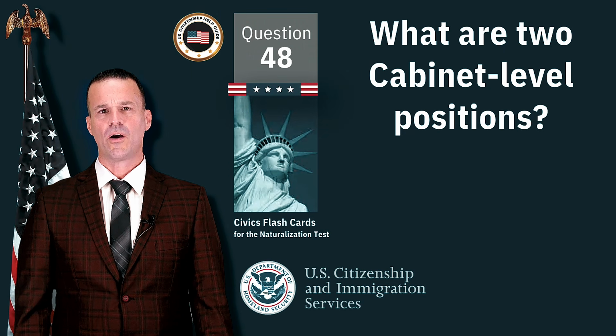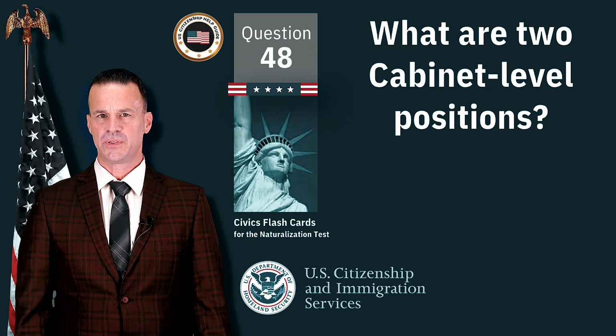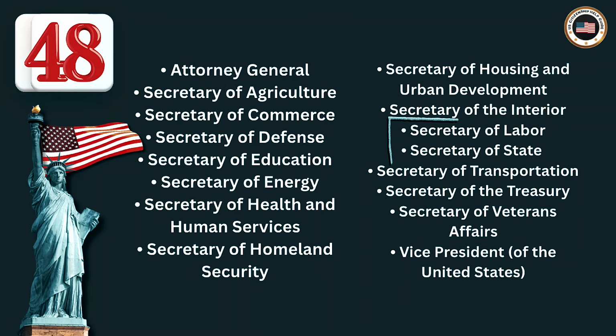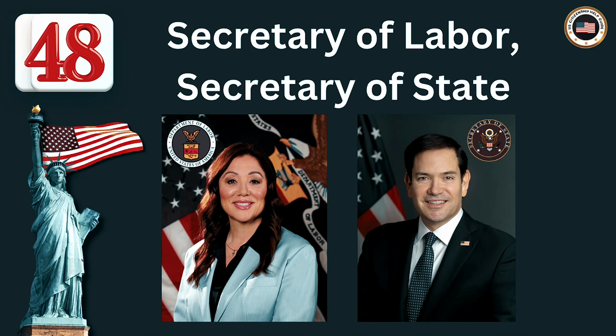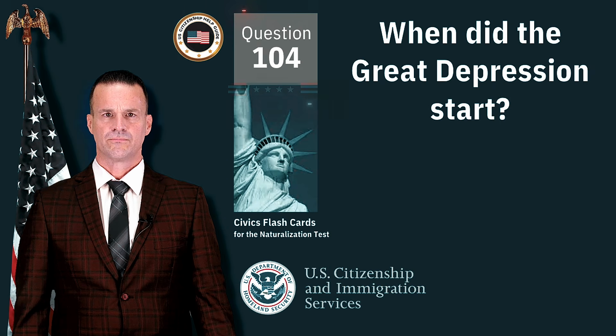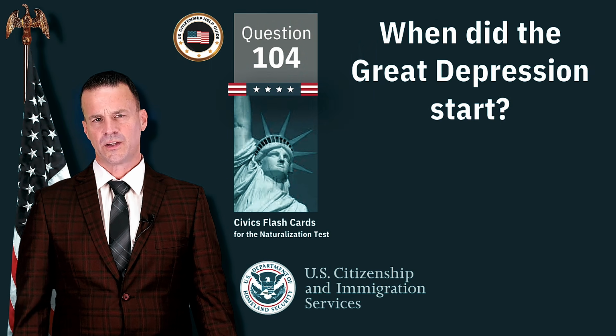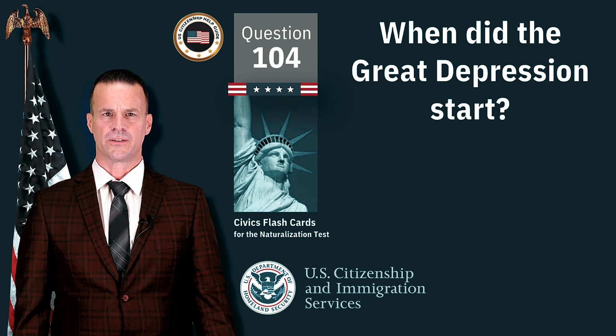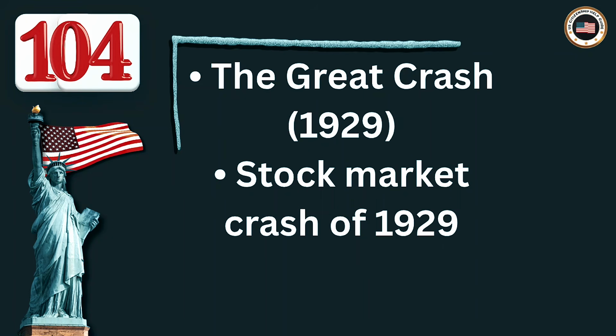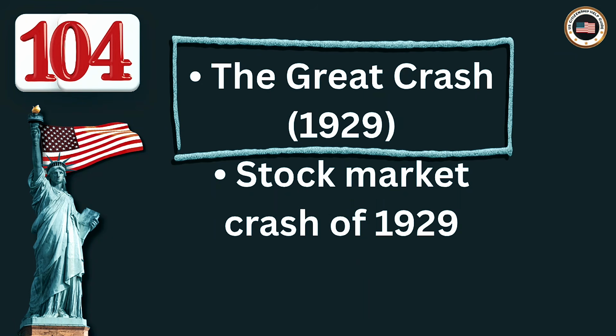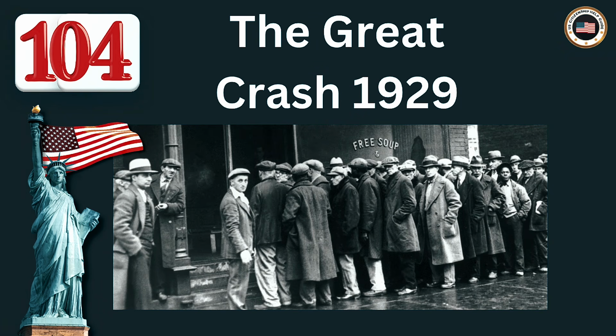48. What are two cabinet-level positions? Secretary of Labor and Secretary of State. 104. When did the Great Depression start? The Great Crash, 1929.